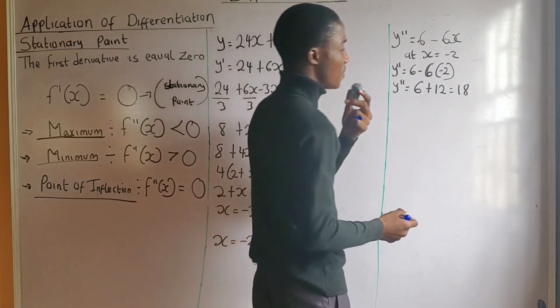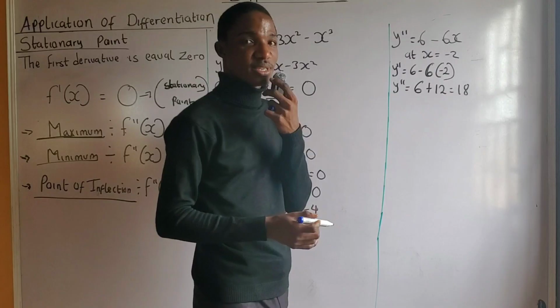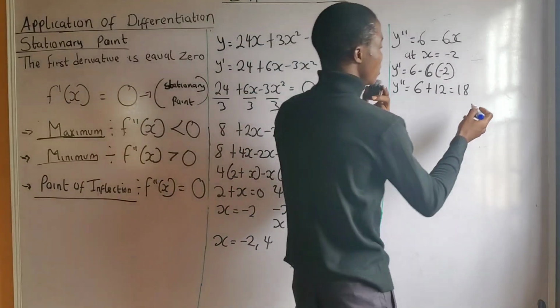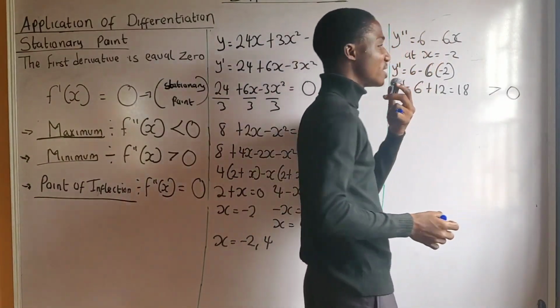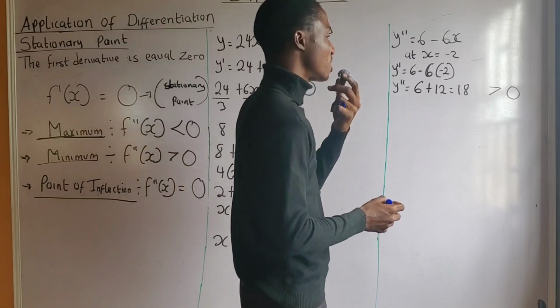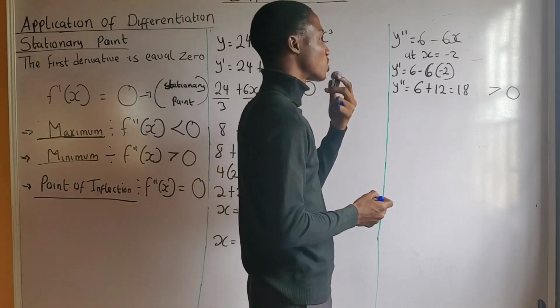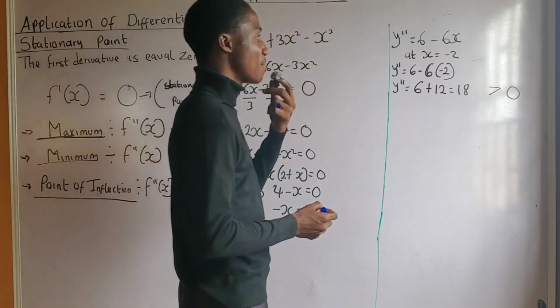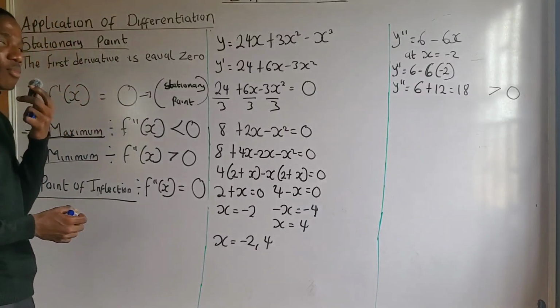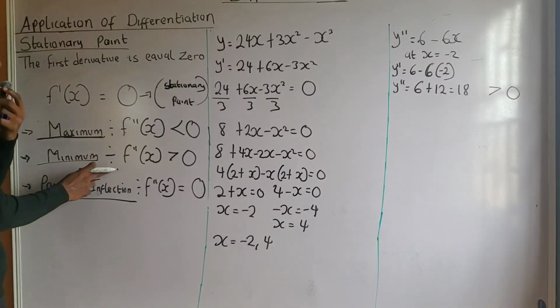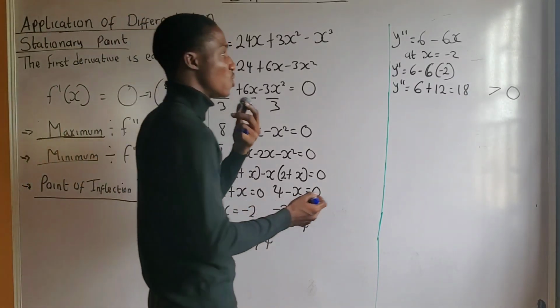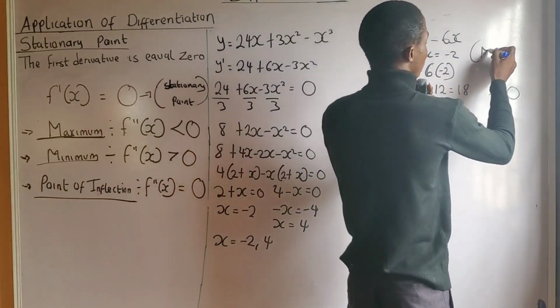18. Now, you can see that the second derivative is 18, and 18 is greater than 0. Because 18 is greater than 0, that means the second derivative is greater than 0 at x equals -2. And since that happens, that means it is what? Minimum point. You see? Minimum point. The second derivative is greater than 0, so this one is minimum.